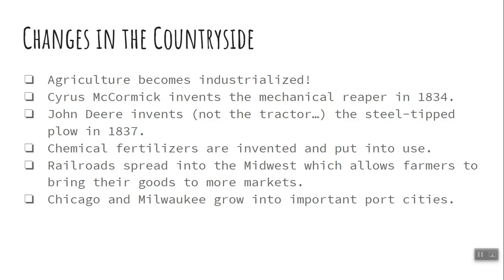We also get chemical fertilizers, inventions, and usage, which allows for more food to be grown and more efficient food to be grown. And then last but not least, you've got the railroads. The railroads are going to spread throughout the Midwest, which means all these new farmers can still sell their goods at market in the big cities. Places like Chicago and Milwaukee become very important cities, and they're still very important cities today.